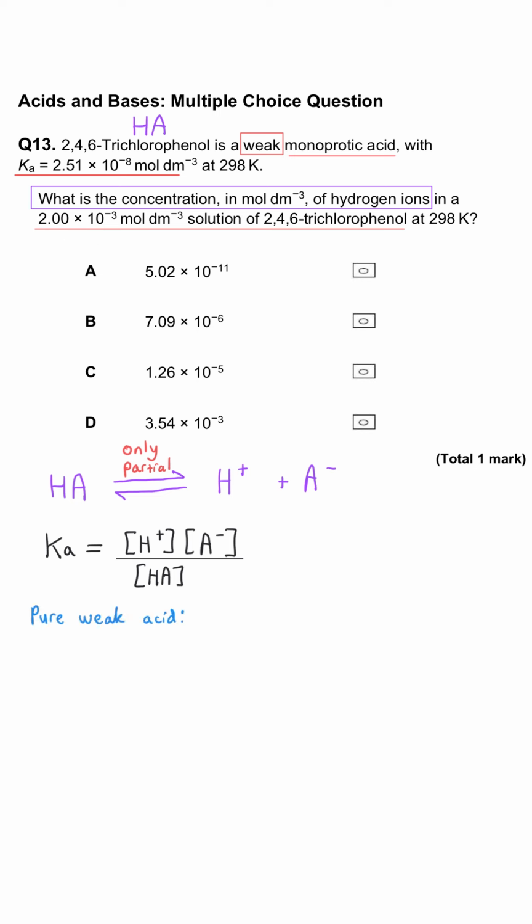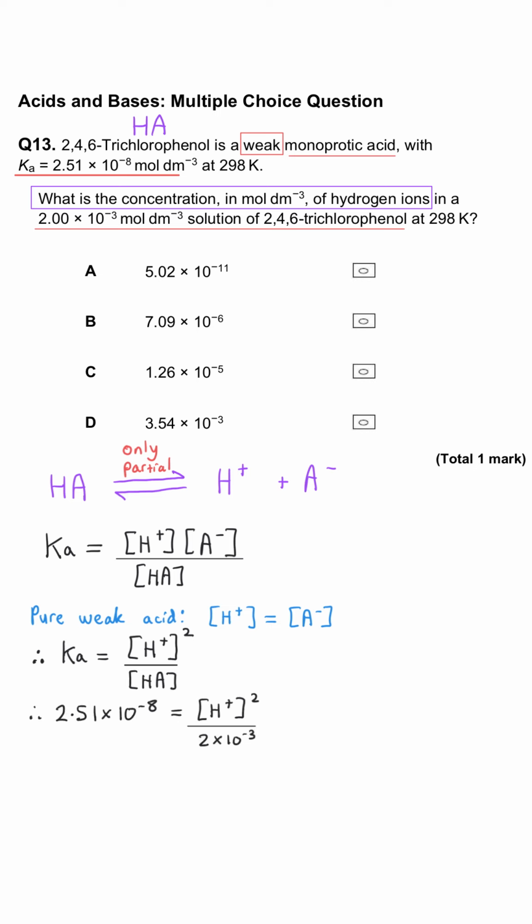For a pure monoprotic weak acid, for every molecule that dissociates, we produce one hydrogen ion and one A minus ion. So that allows us to make the assumption that the H plus concentration is equal to the A minus concentration. Therefore, Ka can be calculated by H plus concentration squared divided by the HA concentration. This means that if we sub our values in, we get 2.51 times 10 to the minus 8 is equal to the hydrogen ion concentration squared divided by 2 times 10 to the minus 3.